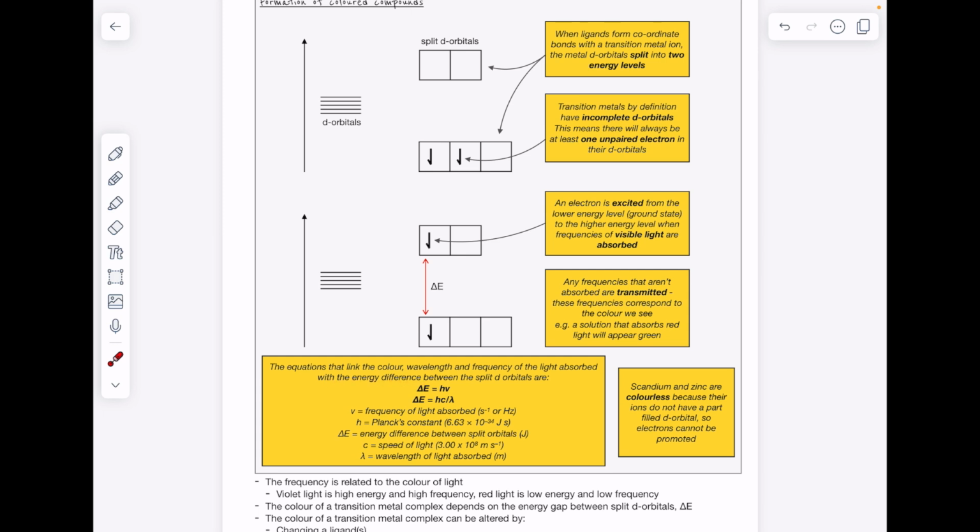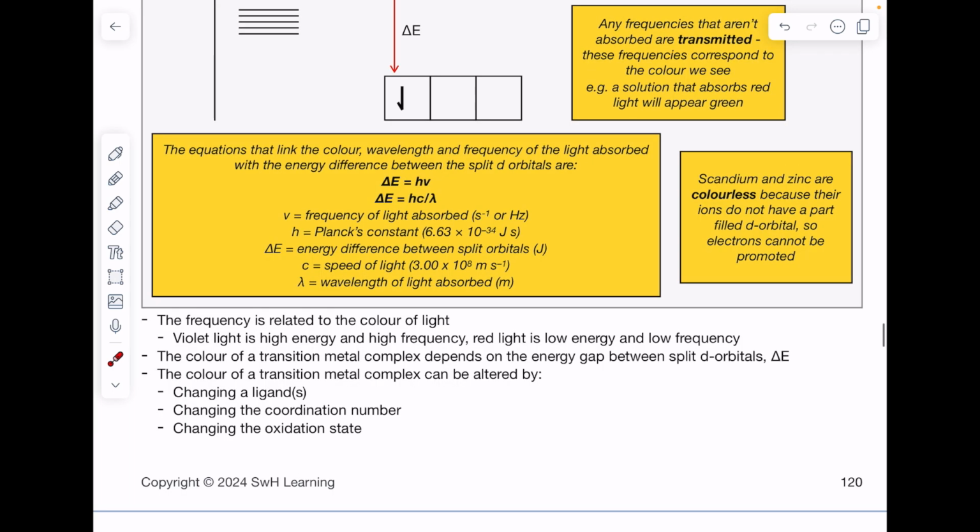Now, there are certain equations that link the colour, wavelength and frequency of the light absorbed with the energy difference between the split d orbitals, and they are this first equation, which states the energy difference between split orbitals given in joules equals Planck's constant, which has a particular value, multiplied by the frequency of light, and that delta E again equals Planck's constant multiplied by the speed of light divided by the wavelength of light absorbed.